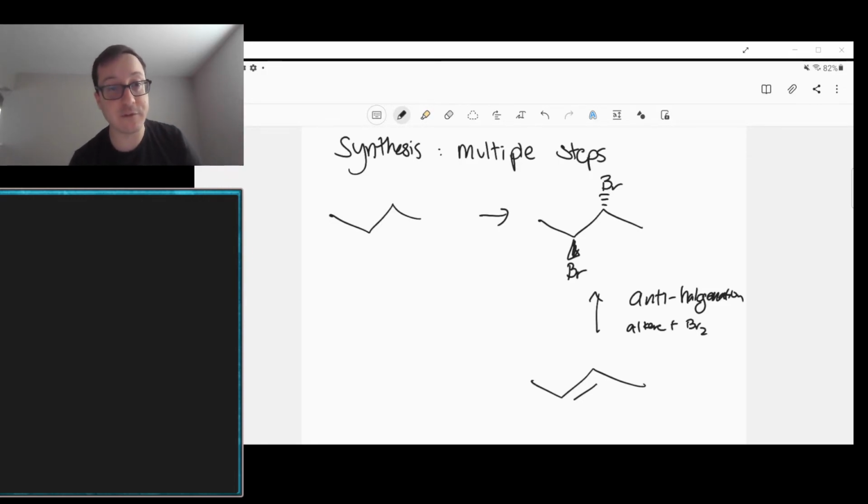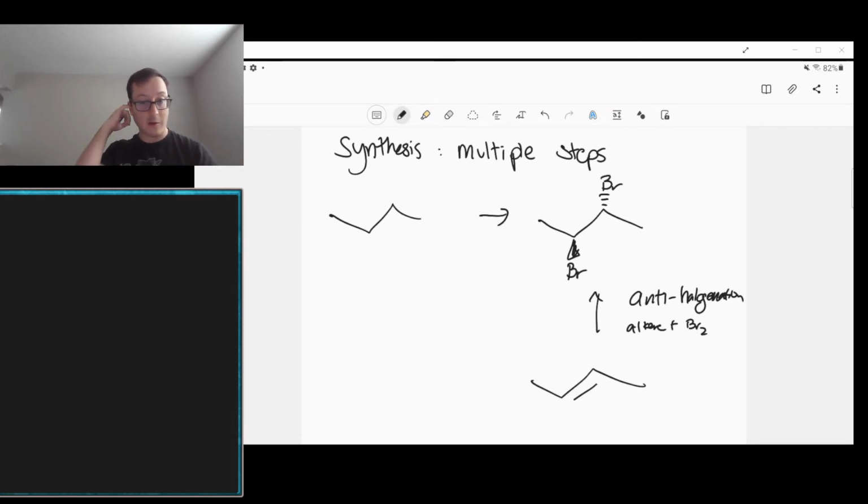So we're going to work in reverse. This is called retrosynthetic analysis, and is arguably one of the more important and hardest to develop skills of organic chemistry, is looking at things backwards. Looking at your product, how can I make this? Well, we know how to do anti-halogenation. That's just bromine and an alkene. So we then have to ask ourselves, okay, well, this is the alkene that we can make into our product, but now how do we make this alkene?